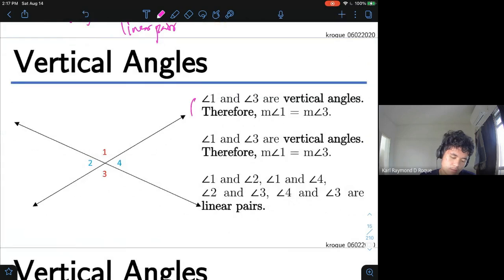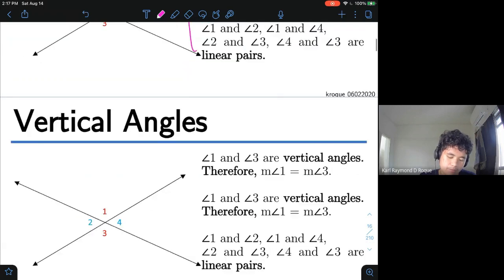Ayan lang si. Angle 1 and 3, angle 2 and 4, vertical angle sila. So, lahat na magkakatabi linear pair.